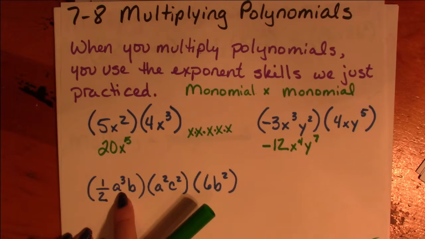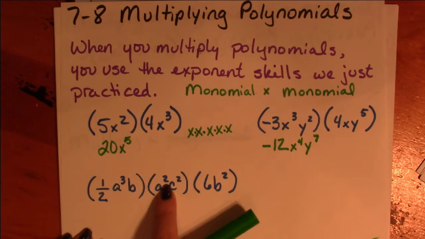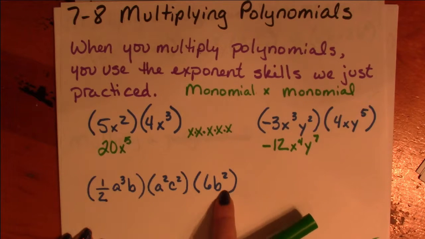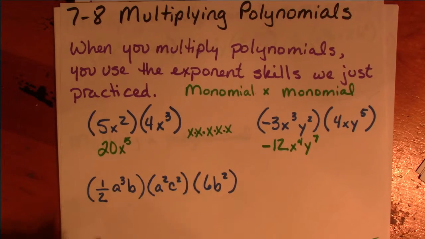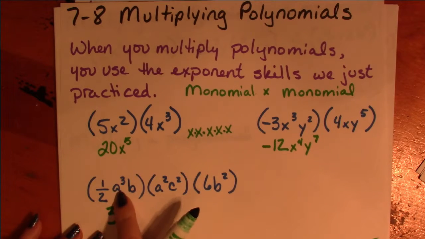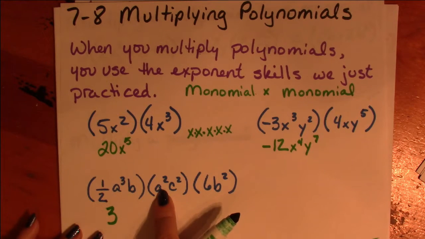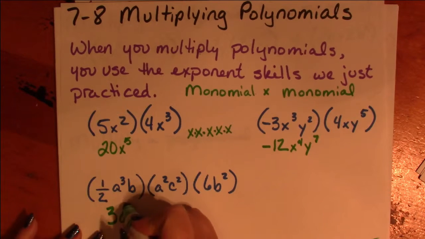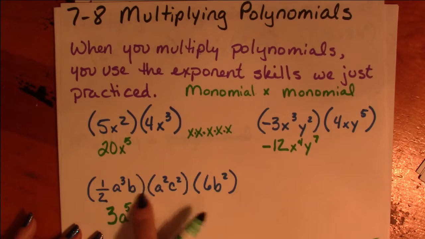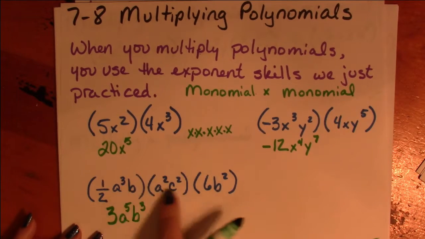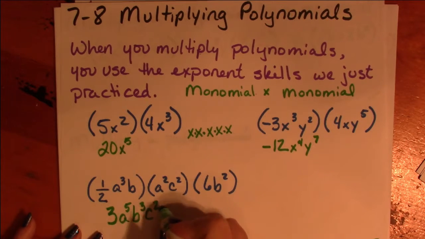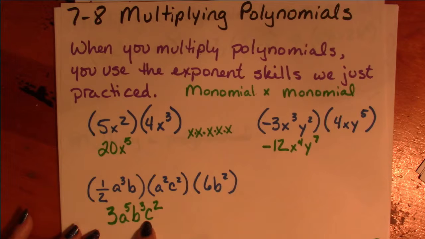Next we have 1/2 a cubed b times a squared c squared times 6b squared. And all of these get multiplied together. So we're going to start with the coefficients. 1/2 times 6 is 3. A cubed times a squared is a to the fifth, and there's nothing else. B to the 1 and b to the 2 is b to the third, and there's only c squared. And so this is our final answer. Notice that our variables are in alphabetical order.